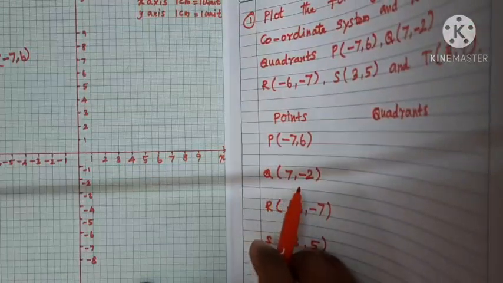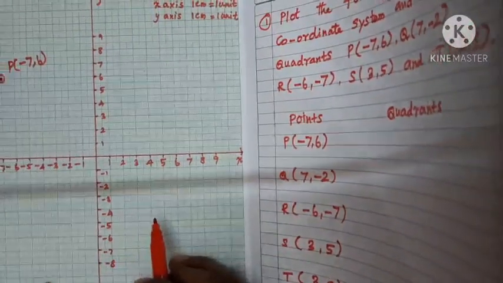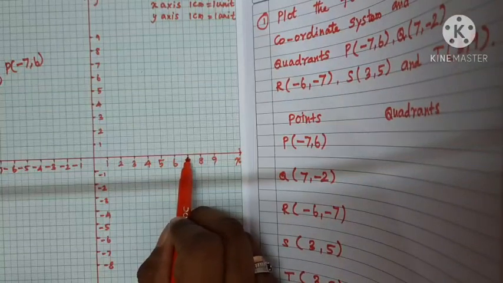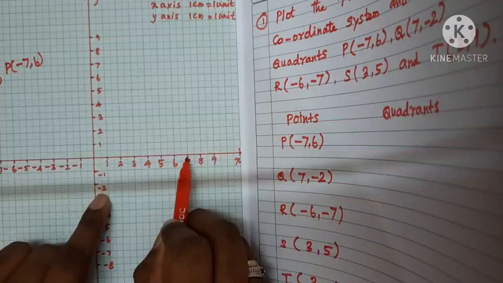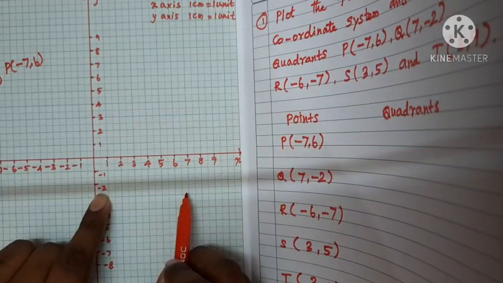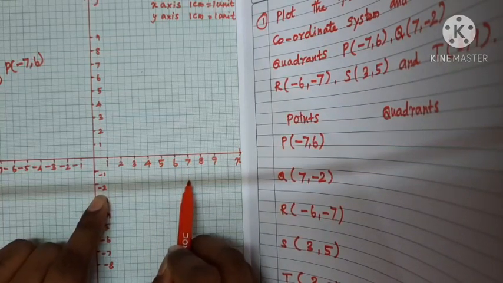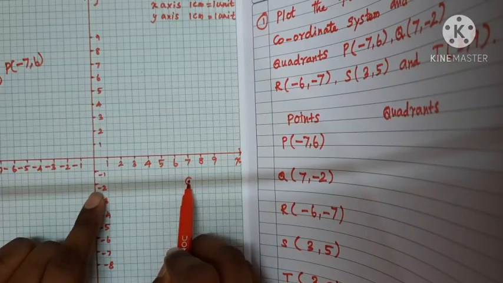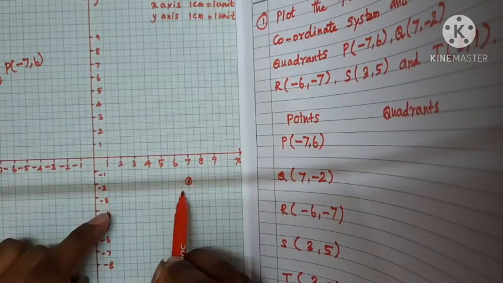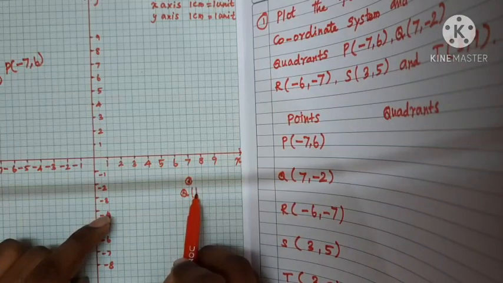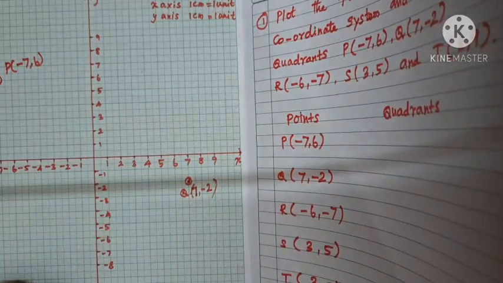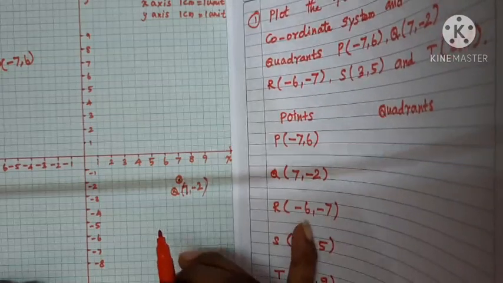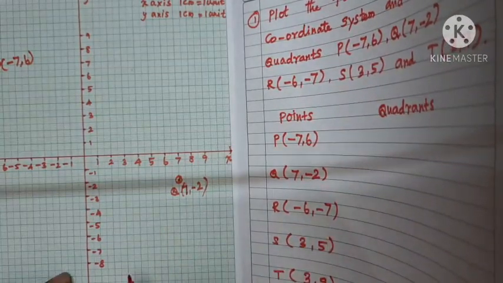And then what is the second point? That is 7, -2. That is Q point. X-axis is +7. Y-axis is -2, a negative value, on the y dash side. So you have to look down 1, 2. So this is what? Q point. 7, -2. Okay, and then the next point is R point, that is -6, -7.